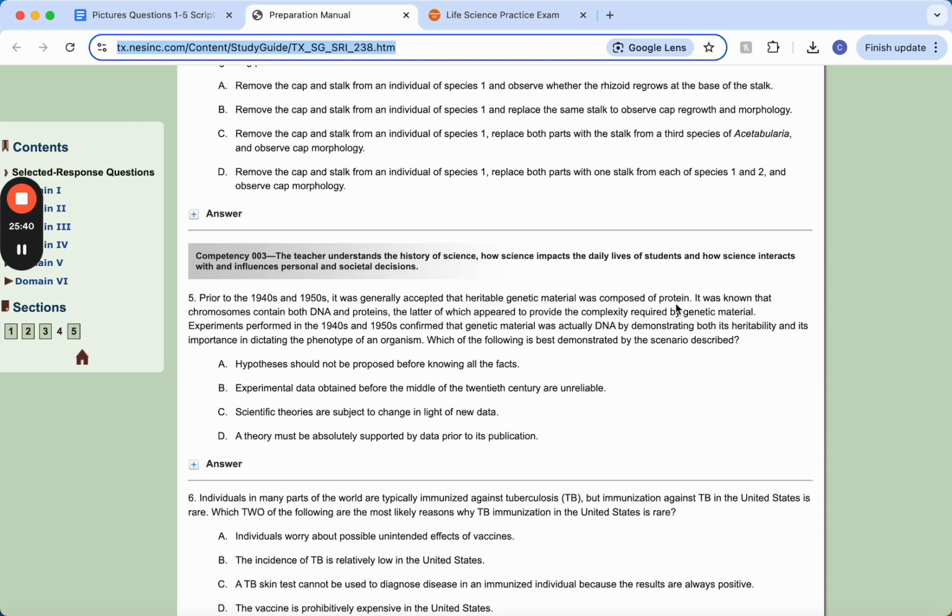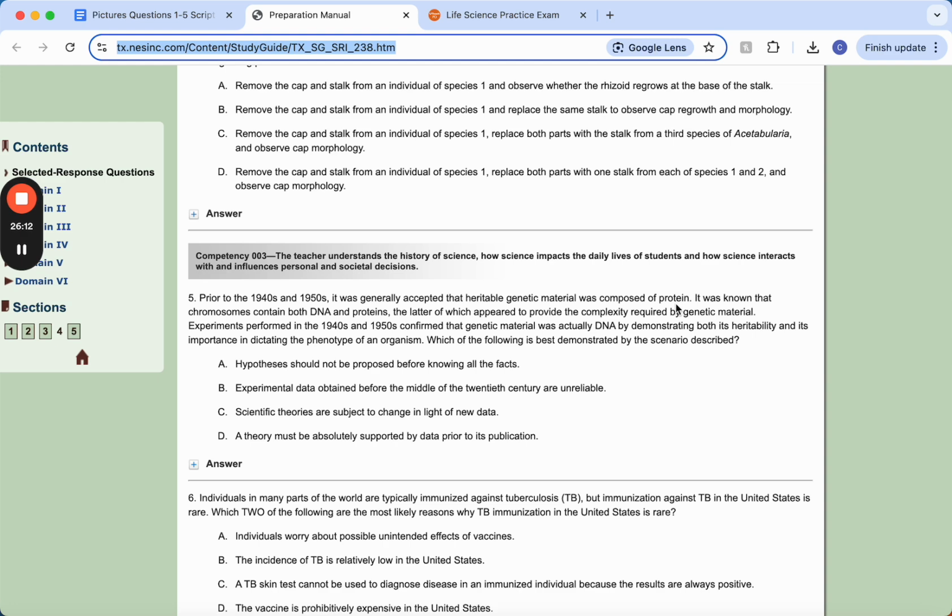So now let's go back to C, which is basically what we just said. Scientific theories are subject to change in light of new data. As we just stated above, theories change all the time based on new data. We perform experiments, we find new data to support these new theories, and then scientists put forth articles explaining those new theories, and that's how science goes on. So the answer here is C. Scientific theories are subject to change in light of new data.